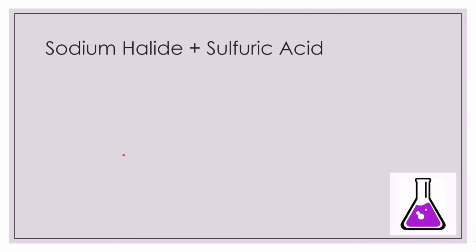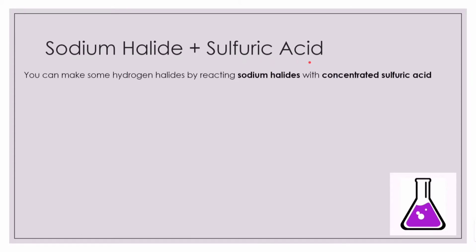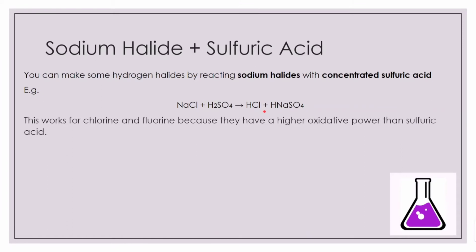So first we're going to look at how sodium halides react with sulfuric acid. The importance of this is that we can make some hydrogen halides by reacting sodium halides with concentrated sulfuric acid. For example, sodium chloride reacts with sulfuric acid to produce hydrogen chloride. And this reaction works with chlorine and fluorine. So sodium chloride and sodium fluoride can react with concentrated sulfuric acid to get our hydrogen halides.